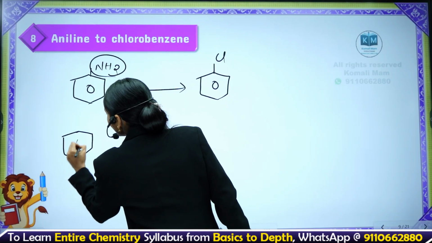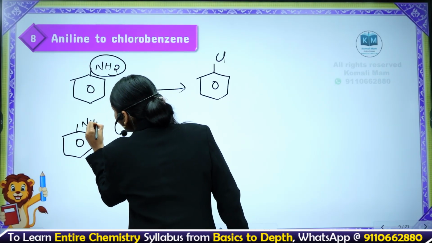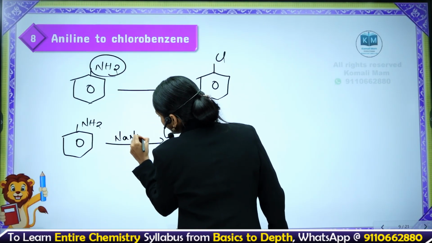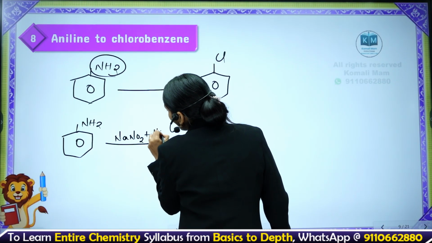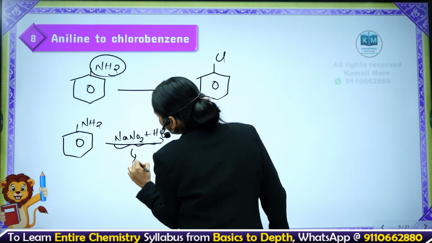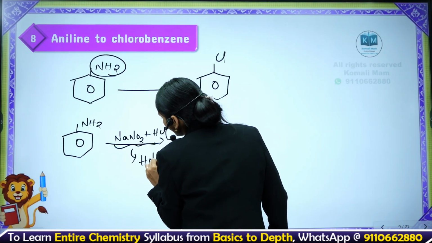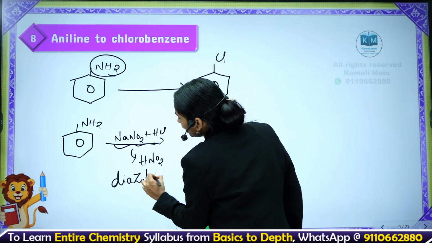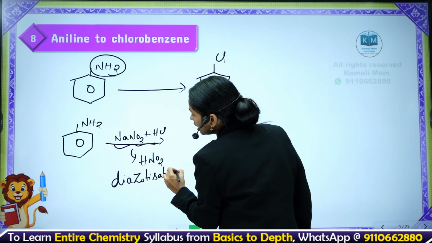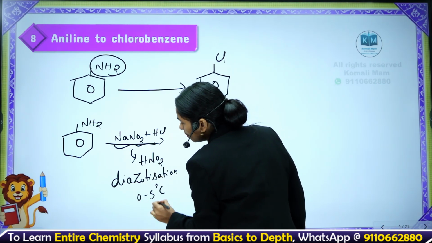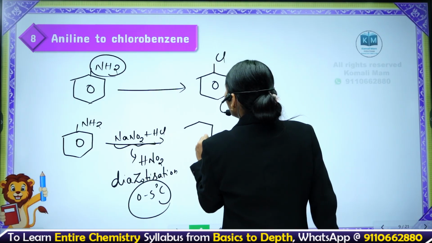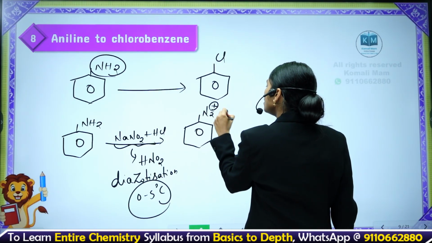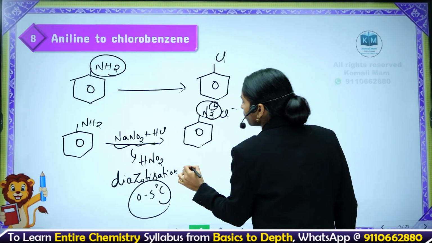Students, tell me what is the reagent? Take aniline and treat with NaNO2 plus HCl. This will give us HNO2. This nitrous acid will do diazotization. In a cold bath we do this reaction, maintaining 0 to 5 degrees Celsius. Then this NH2 group will be converted into N2+ and Cl-, which is a very good leaving group.